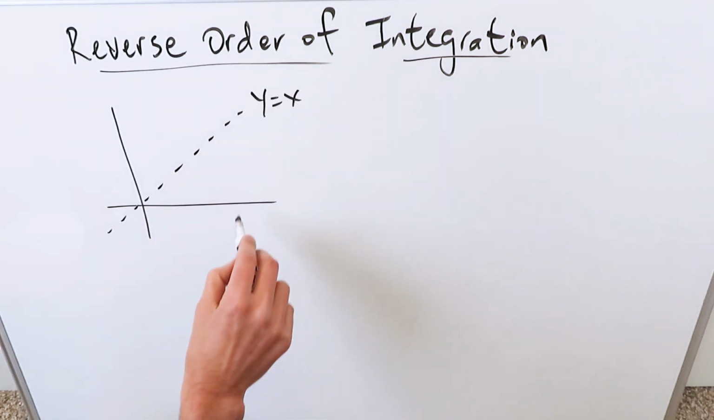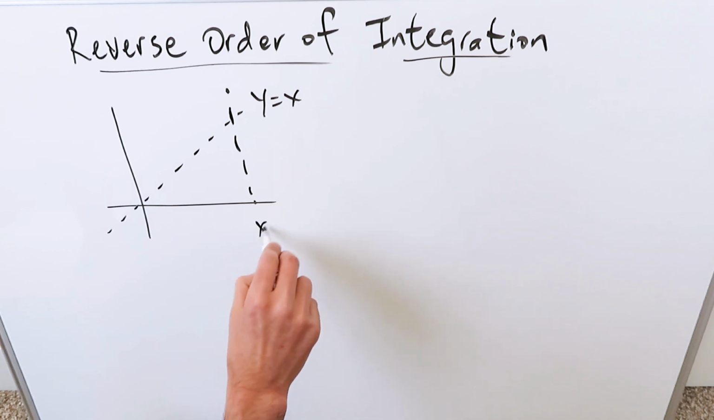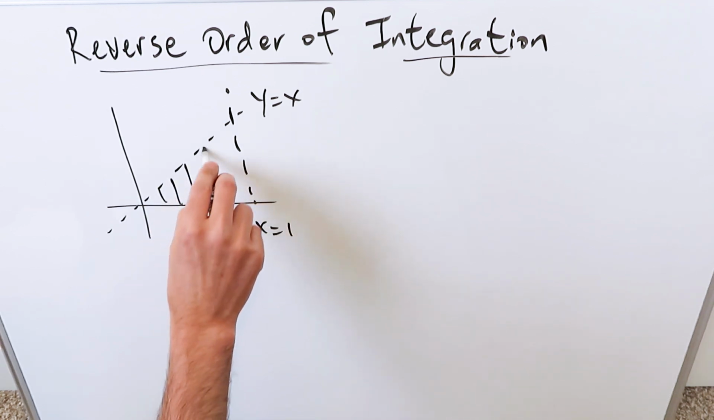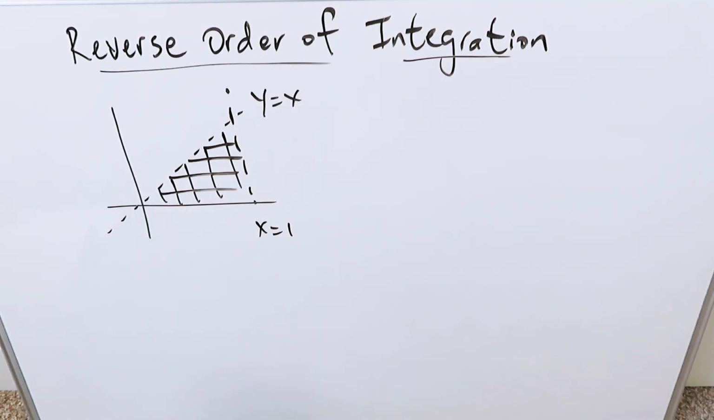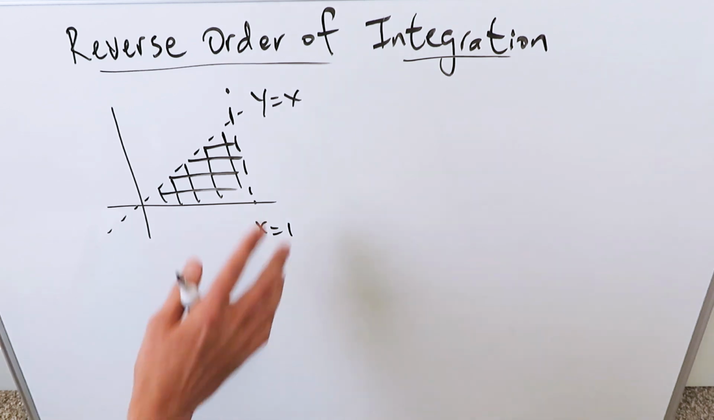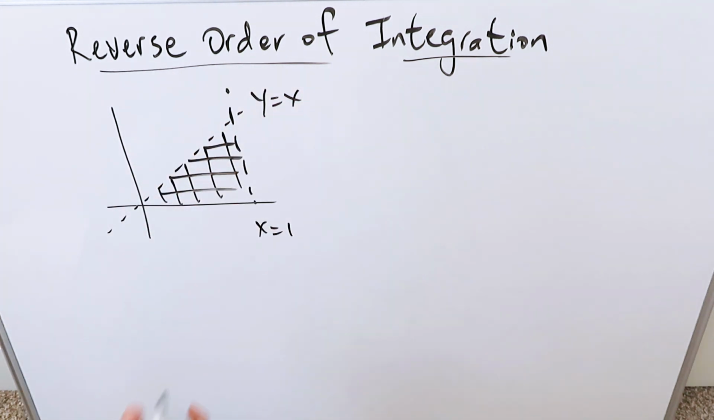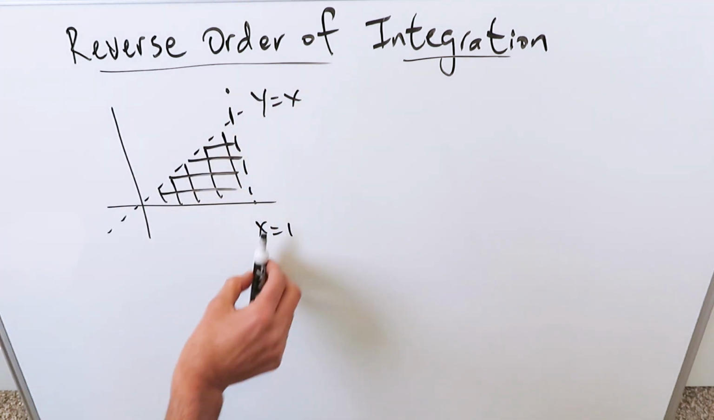y is equal to x. I'm looking over here at x equals 1. And what is the region of this space? But we're looking here at double integration or iterated integrals. This entire exercise has to do with any form of a multiple integral. You can reverse the order of integration. y equals x, x equals 1.